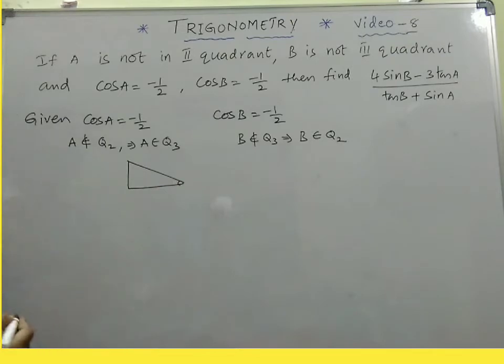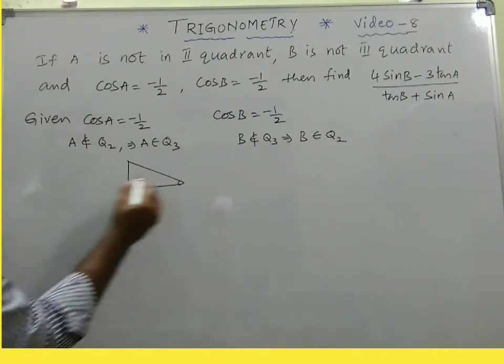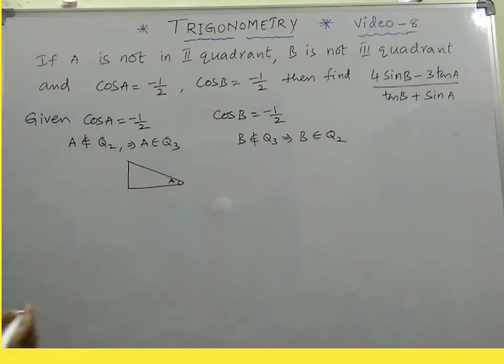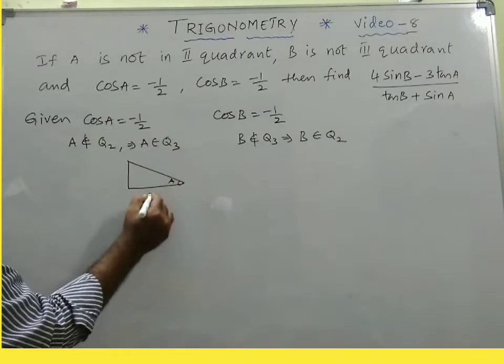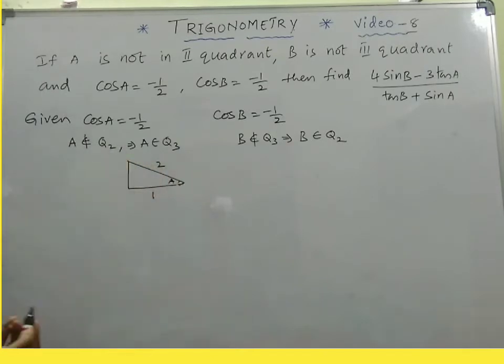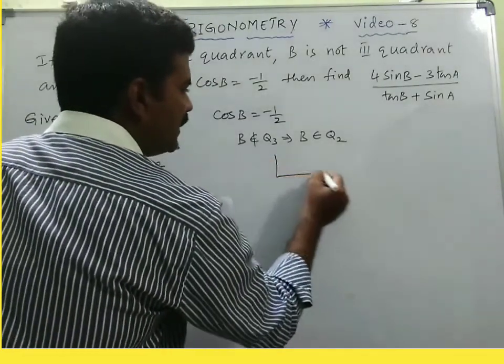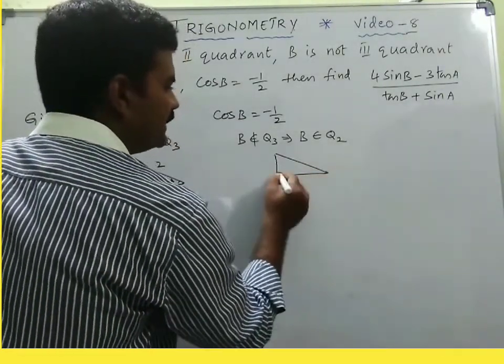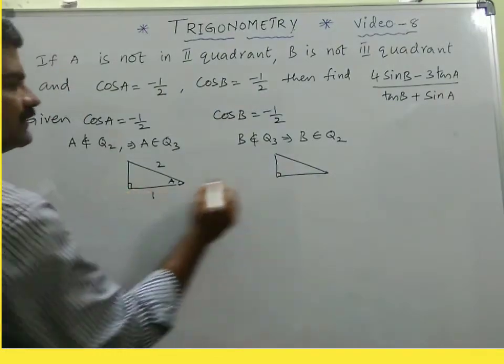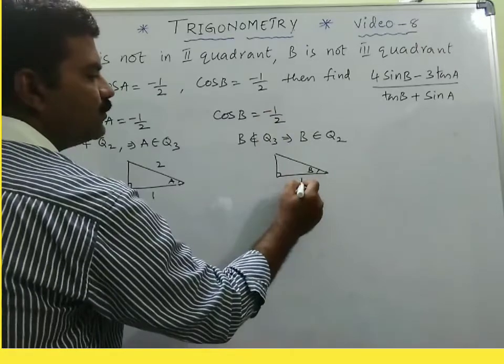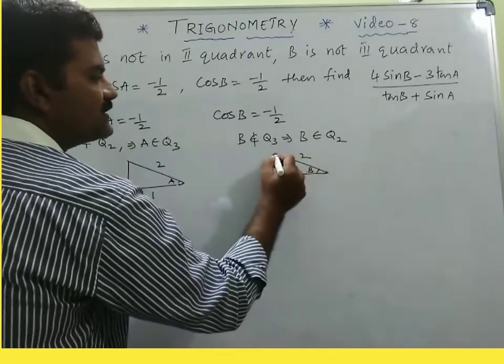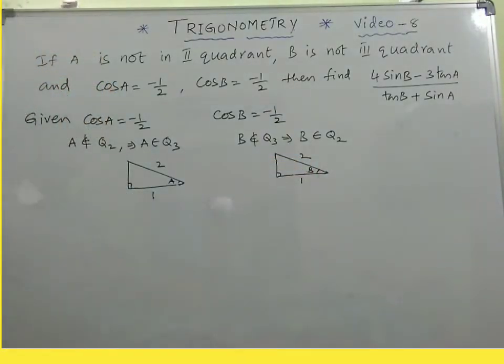With the help of this we can find out, let it be the angle capital A. Cos is nothing but adjacent by hypotenuse. Similarly, for cos B also you can go with the same type of triangle. Let it be a right angle triangle. This is the angle B. Once again minus 1 by 2, 1 is the adjacent side and 2 is the hypotenuse. Okay.